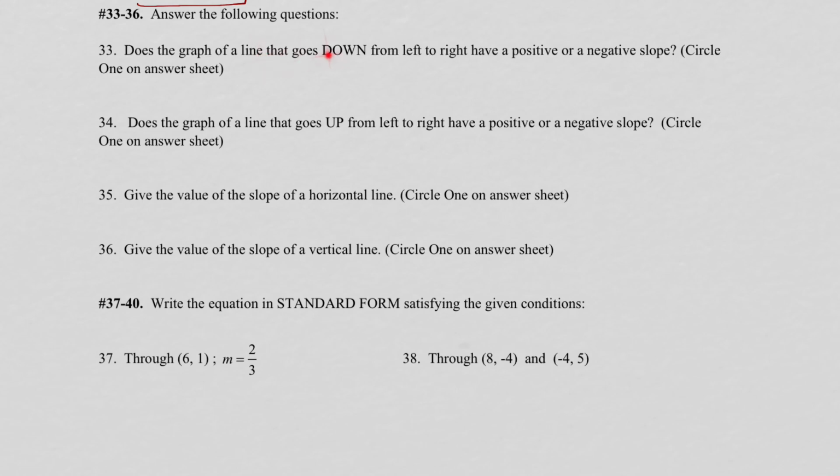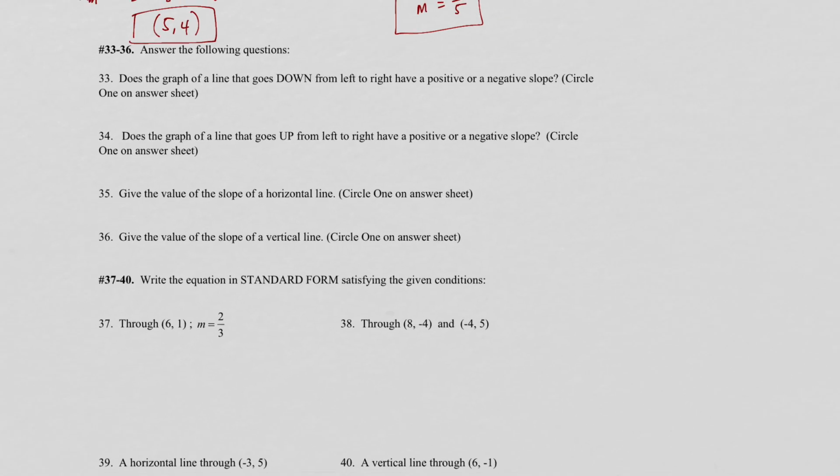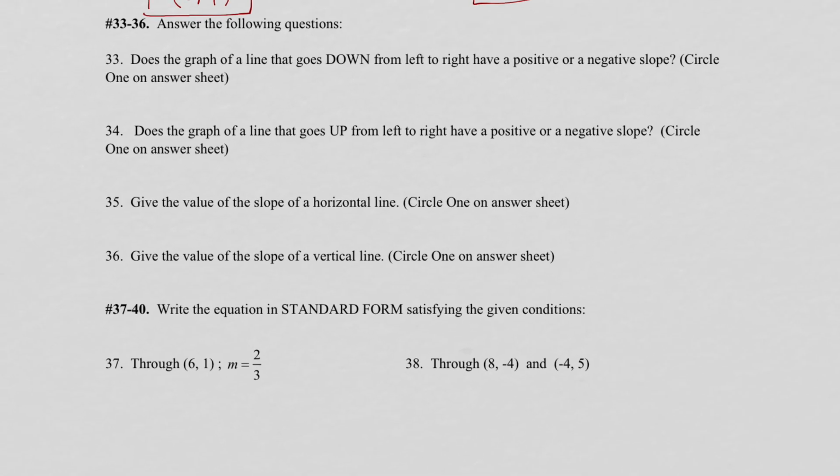All right, a graph that goes down from left to right has a negative slope. This is on the answer sheet, but you would circle negative. A graph that goes up from left to right has a positive slope. So again, this is on your answer sheet, but circle the correct word on the answer sheet.